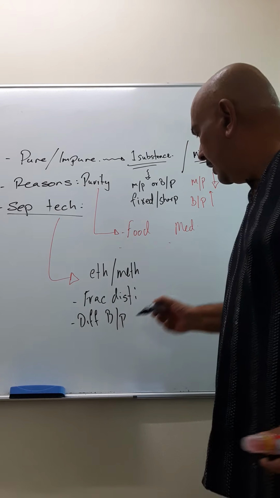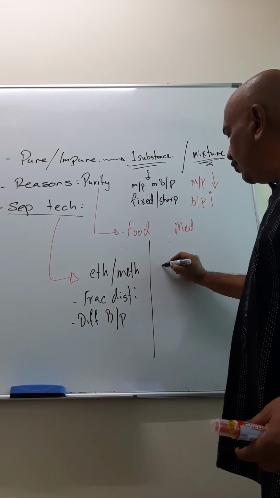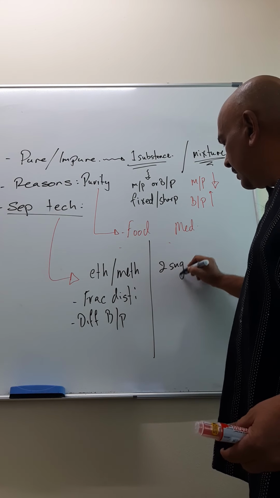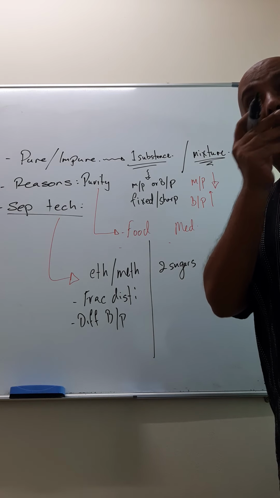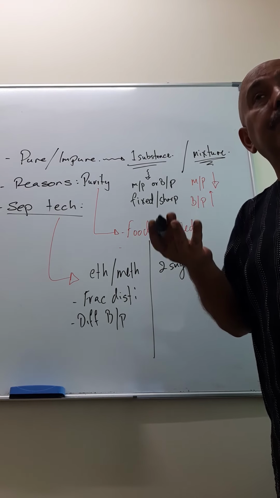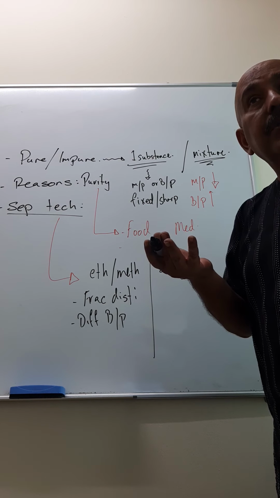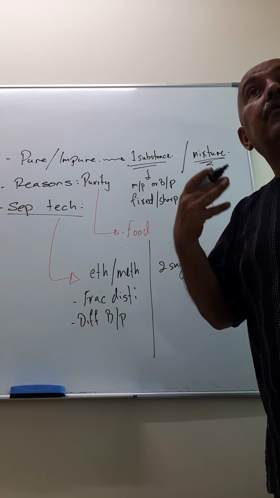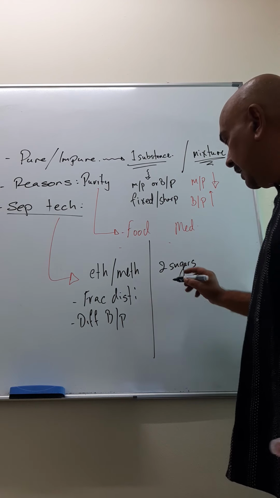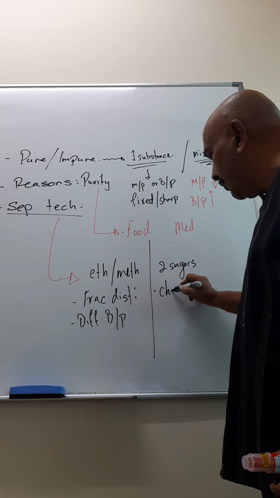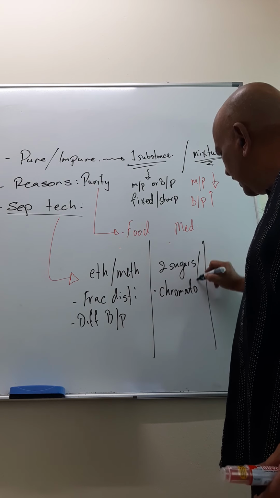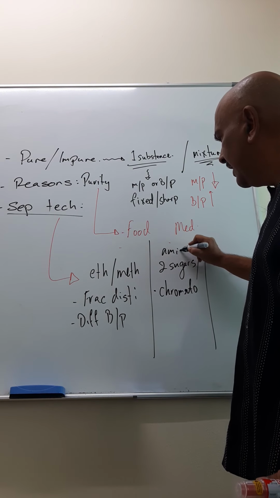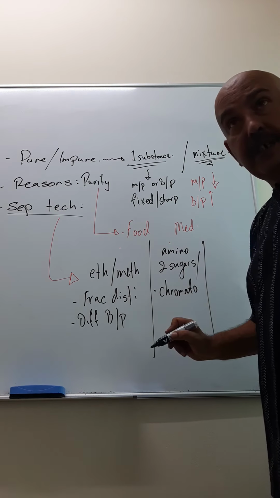Okay? Like that. What if you have two sugars? Now this is much more complicated. But both soluble. So you're going to use? Two sugars, both soluble. You're going to use chromatography. Right? So this kind of thing you're going to use chromatography. So sugars, amino acids, like that, you're going to use chromatography.